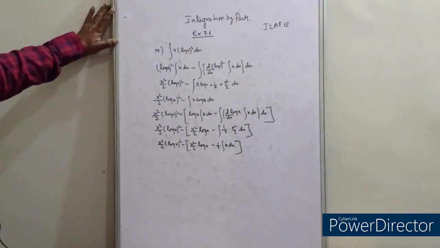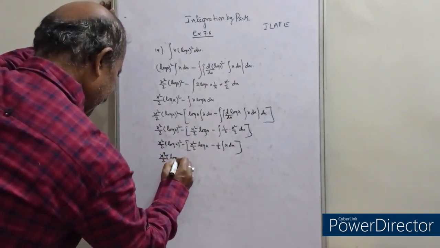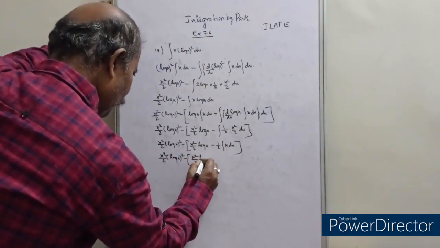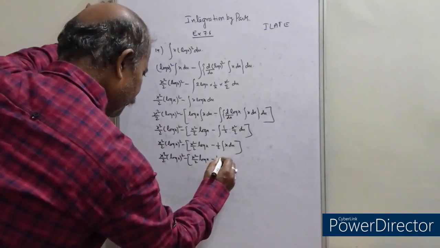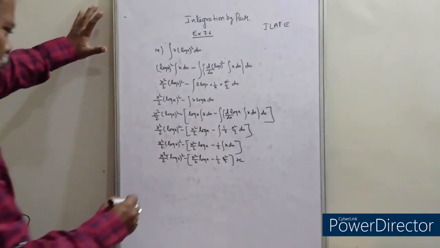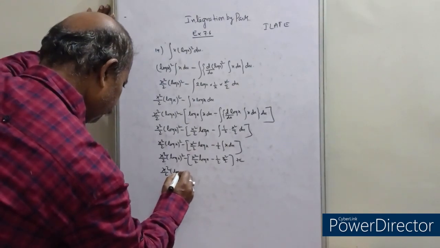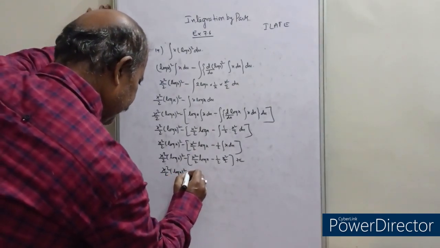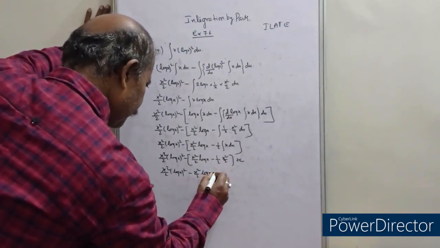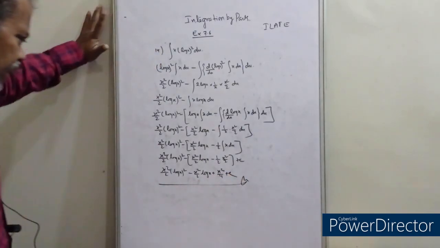So this is all. So further x square by 2 log x the whole square minus, this is x square by 2, this will be log x minus 1 by 2, this is x square by 2, and then the integration constant. I am going to open the bracket, so this will be x square by 2 log x the whole square minus x square by 2 log x plus x square by 4 plus c. So this is your answer.